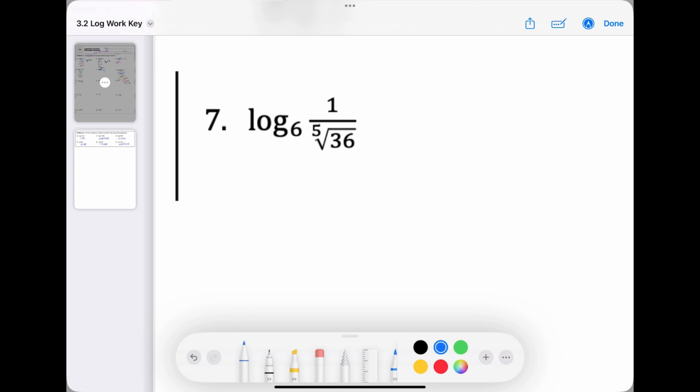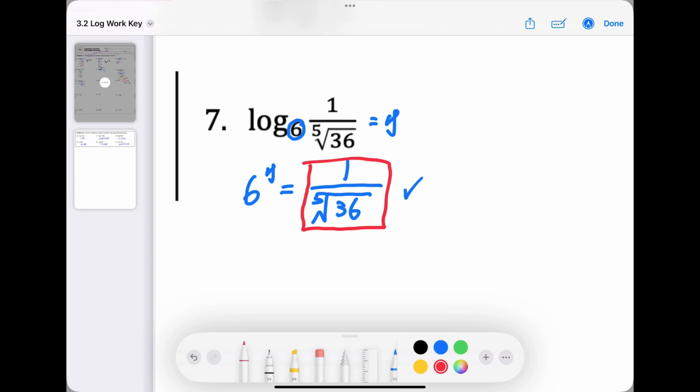Okay, moving on. All about a base. Number 7 is another fun one. You do know that the base is 6. So if I set that equal to y, that means 6 to the power y should equal this ugly number. Yes, you are correct. Now, all about a base. You know that Ms. O said that I don't like a fraction. I can rewrite this as a negative power: the 5th root of 36 to a negative 1 power.